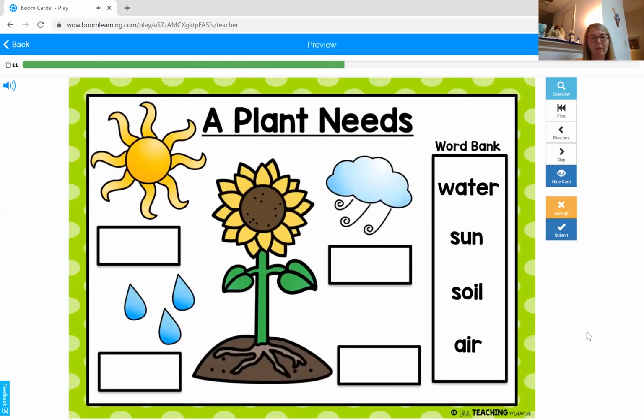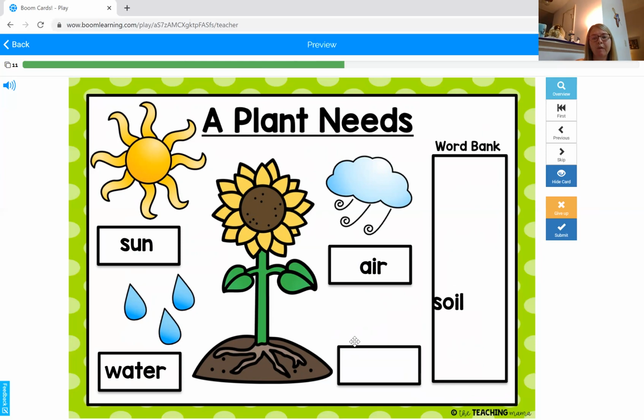Good job. All right, now this time the picture shows us where they all are. So the water has to come down into the roots for it to grow. The sun sits up top to give it sunlight. The air is all around us. And of course, the soil is very important because that's where all the nutrients are. See if Miss Molly got it right again.